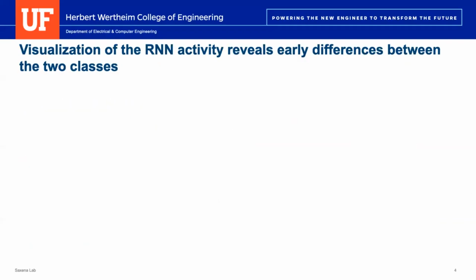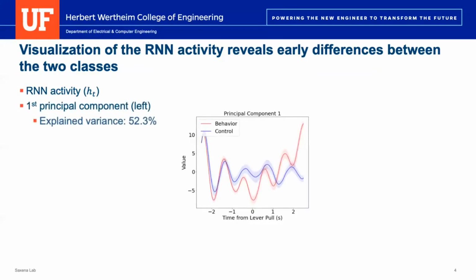To get an idea of what's happening under the hood, we look at the RNN activity, h_t, for the network trained to classify at the last time step. We perform an unsupervised dimensionality reduction method, PCA, to reduce the dimension from 64 to a lower dimension. Here we show the first PC component of PCA. It captured 52.3% of the variance. Here the red curve is for the behavior trials and the blue is for the control trials. We don't see a difference between the behavior and control trials until right at the end of the trial.